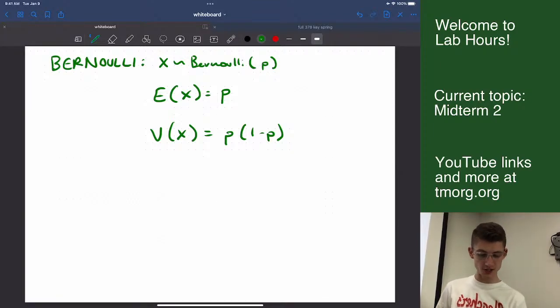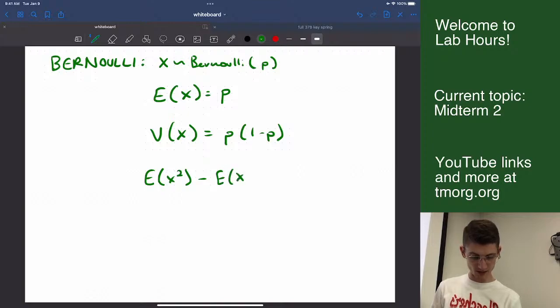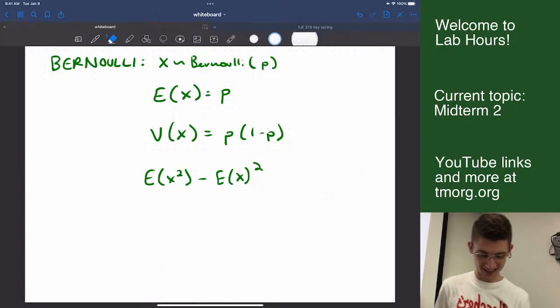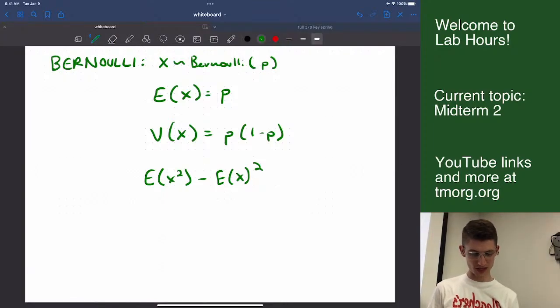But if you get lost, you can always do E of x squared minus the squared expected value of x, right? You can always do that. That function never fails if you do it correctly, which is a caveat, but just know that. So yeah, it should all be on the formula sheet as well. In fact, that's actually a really good point. Most of this can be on the formula sheet.